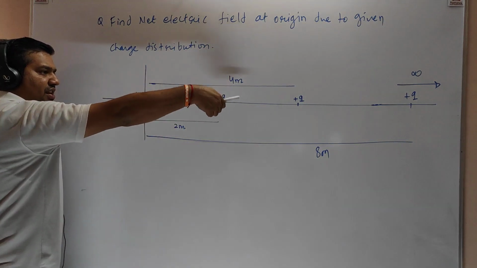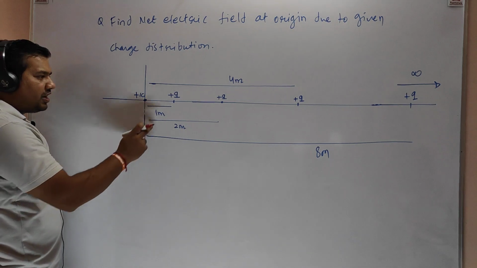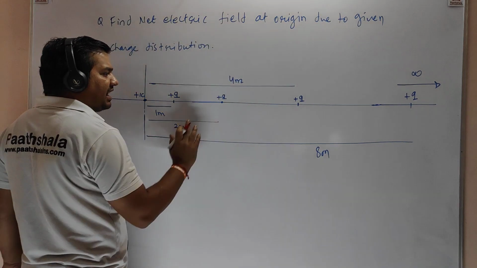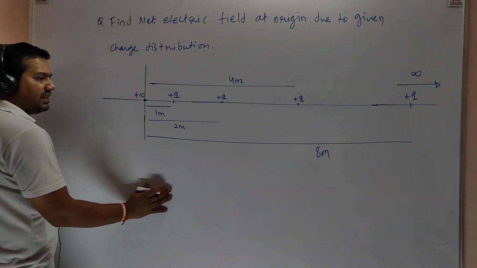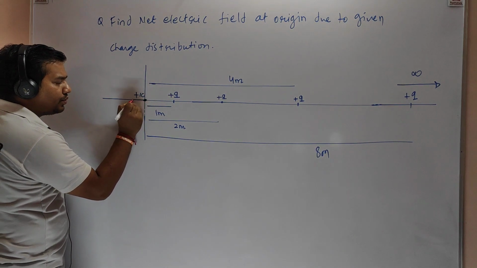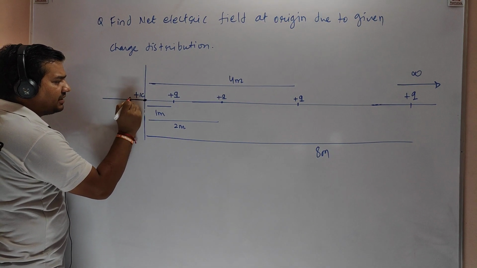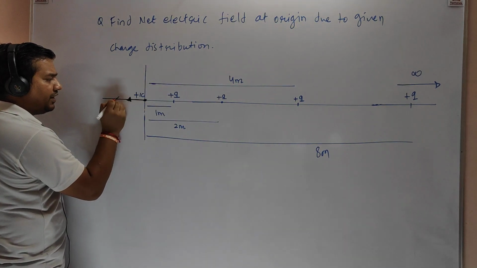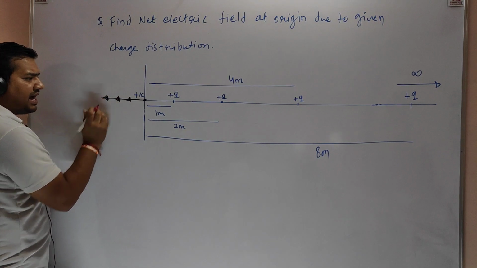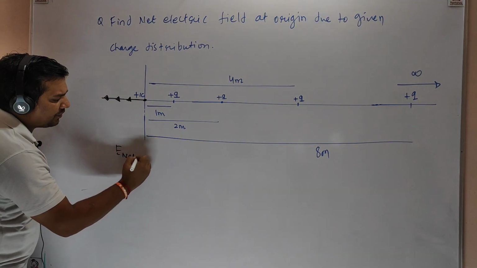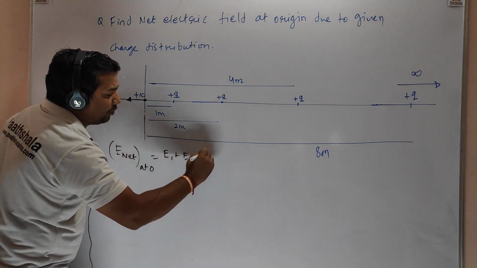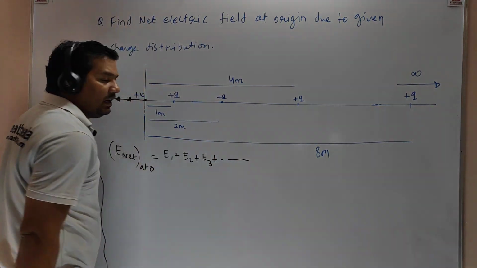Like this, the charge distribution is there till infinite. Consider a plus charge Q at 1 meter, another charge Q at 2 meter, another charge Q at 4 meter, another charge Q at 8 meter, and the task is to find the net electric field at O. So this plus Q will apply an electric field in this direction. The other plus Q will also apply an electric field in this direction. The other plus Q will also apply an electric field in the same direction. So the net electric field at O is E1 plus E2 plus E3 plus so on till infinite, right?